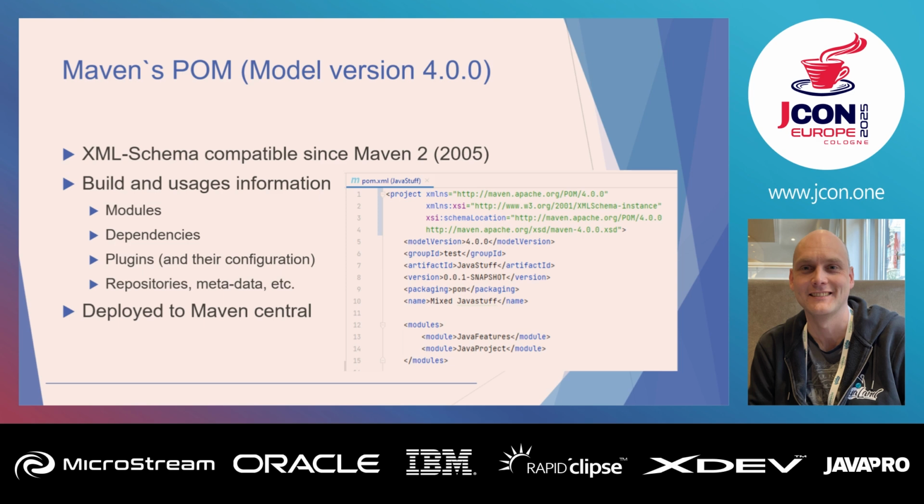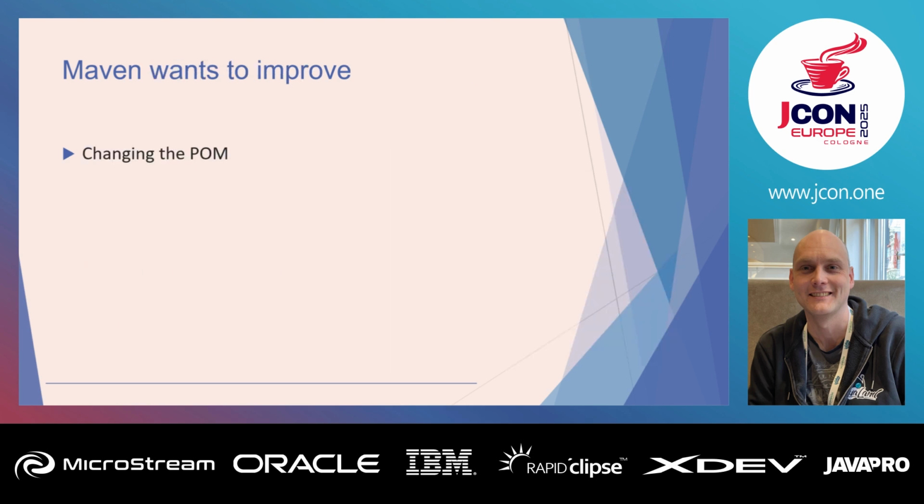But having a POM like this is steadily set in stone, but Maven wants to improve. 15 years without major improvements, you can discuss this. There were many major improvements. Maven wants to be able to change the POM for whatever reason. Doesn't matter. Maven isn't able to change it at the moment.